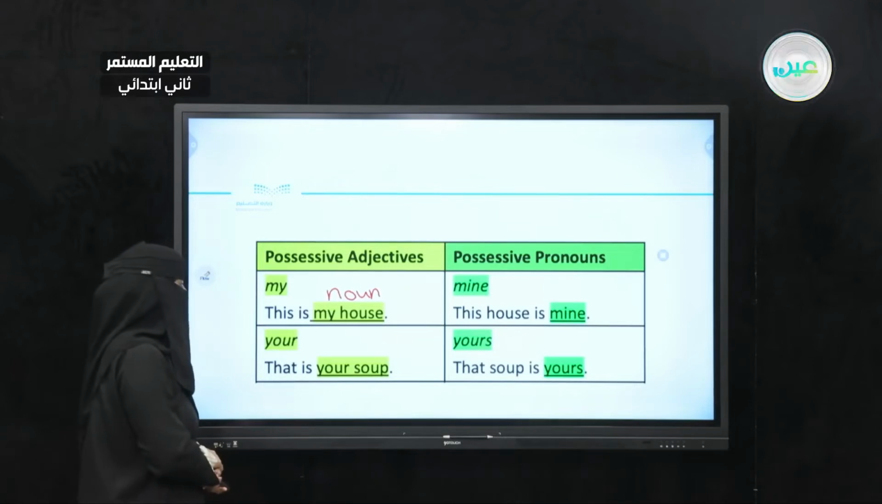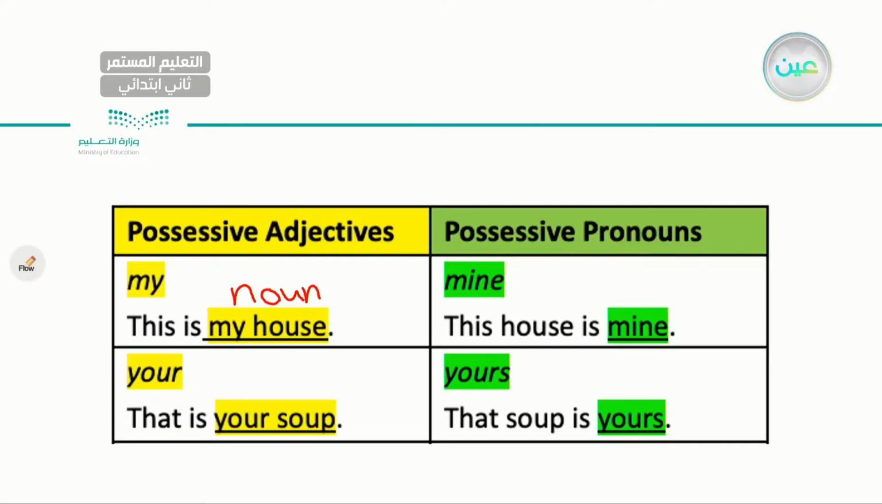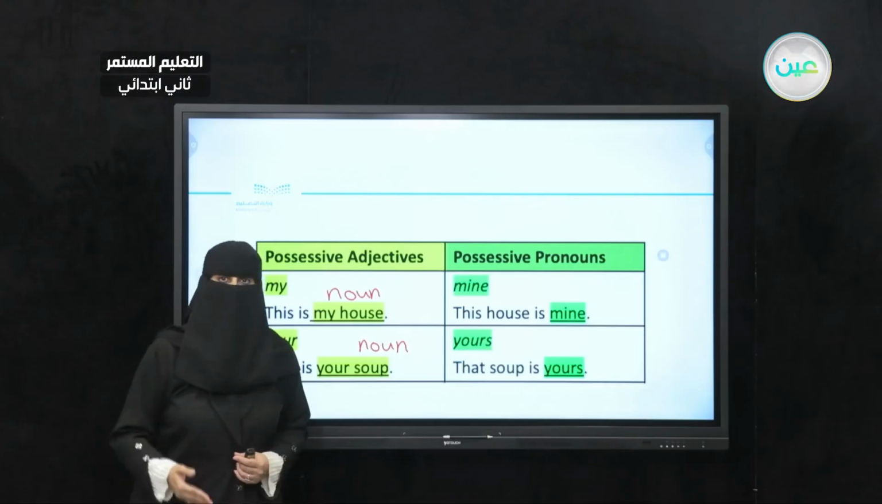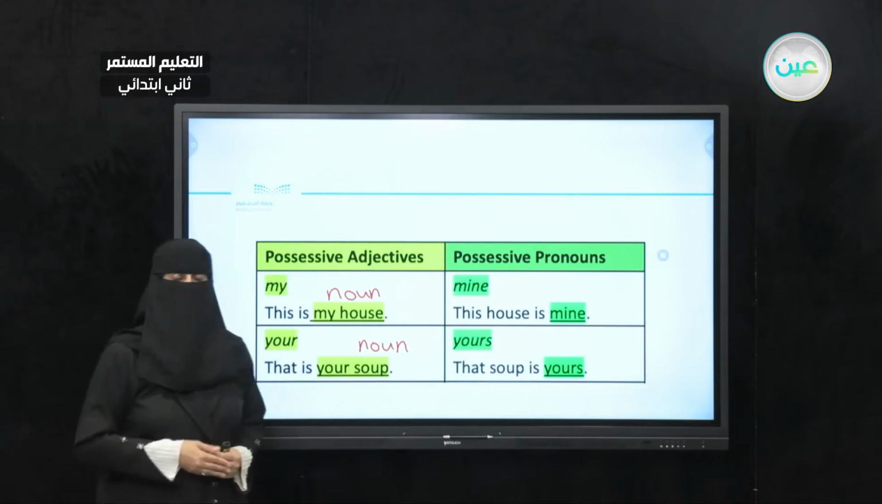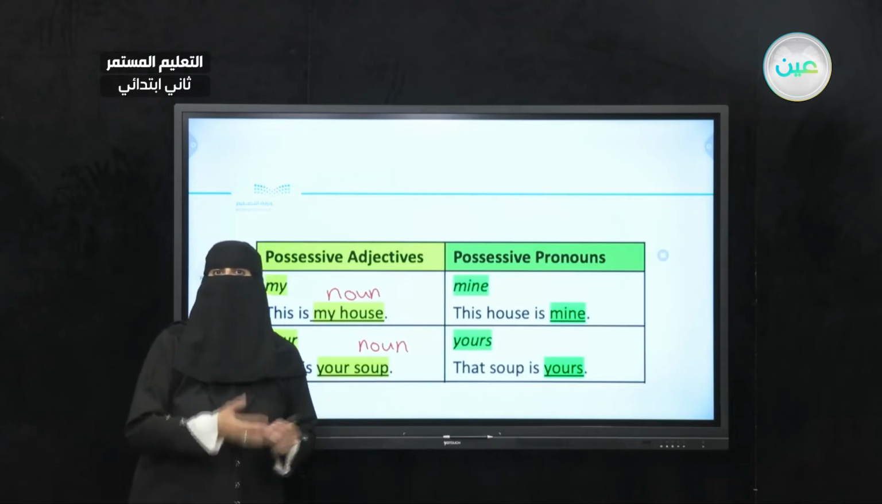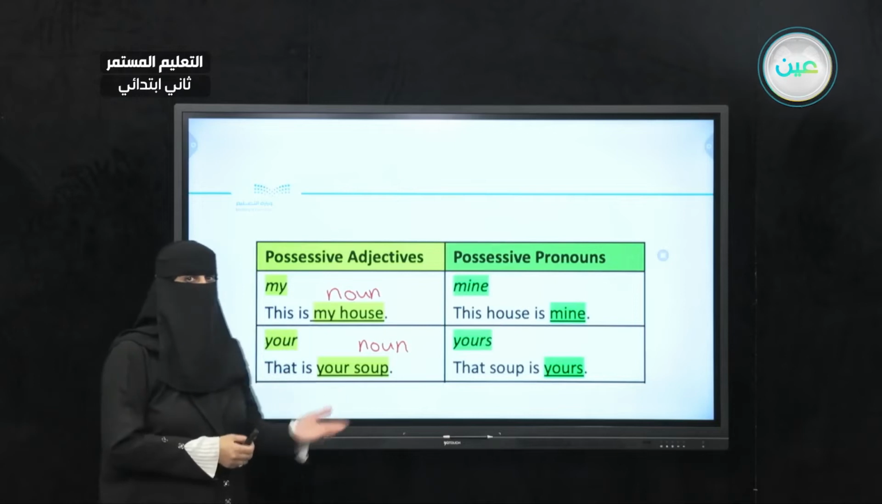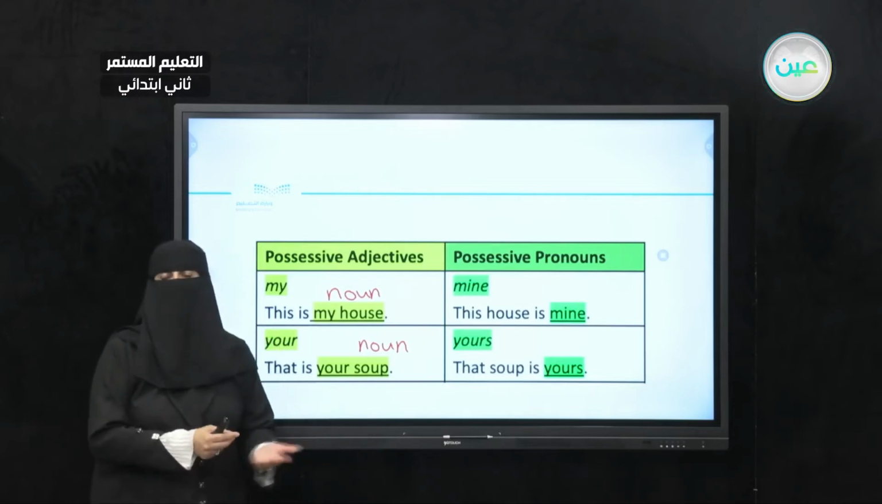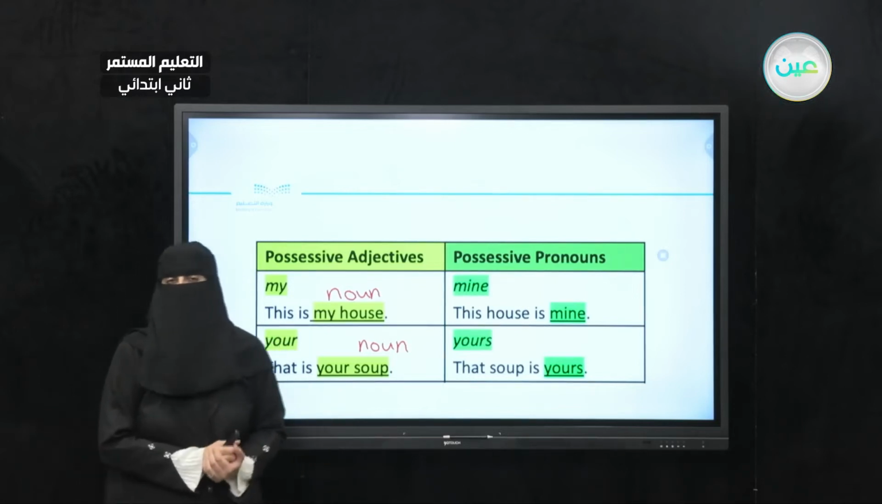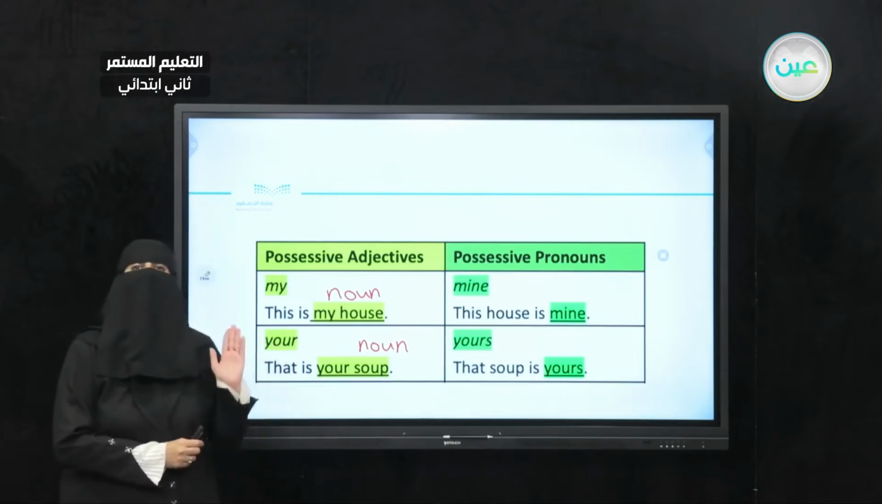Your. That is your soup. Again, soup is a noun. So you might replace it with any noun. This is my pen. This is my watch. This is my room. This is your phone. This is your book. And so on. But remember, they are followed by a noun.